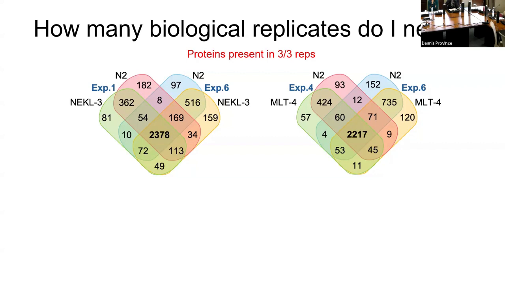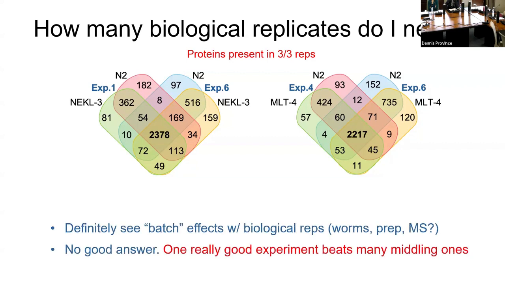This experiment, a different experiment, shows something similar here between MOLT4 and the no turbo control. In other words, what I think I'm seeing here are batch effects with biological replicates. For some reason, experiment 1 did a really good job of detecting these 362 proteins, but experiment 6 did a really good job of detecting these 516 proteins.